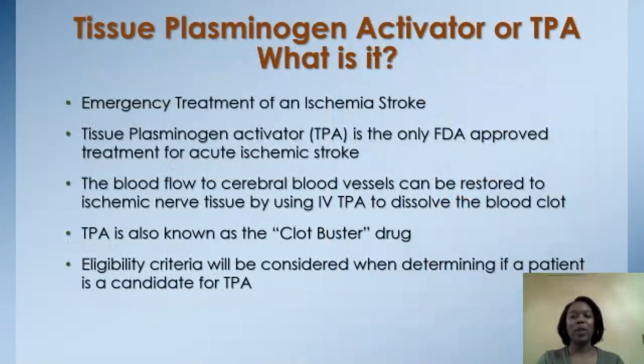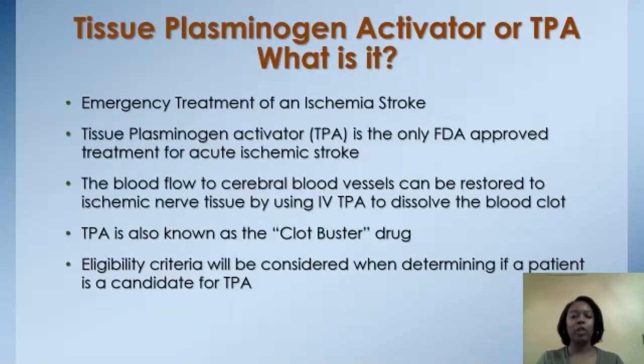TPA. So what exactly is TPA? TPA is only to be used as an emergency treatment for ischemic stroke. It cannot be used with hemorrhagic stroke. That is very important to know and to remember. This is the only FDA-approved treatment for an acute ischemic stroke. That's why the timeline is very important, because this drug must be administered within 3 to 4.5 hours from the onset of symptoms.